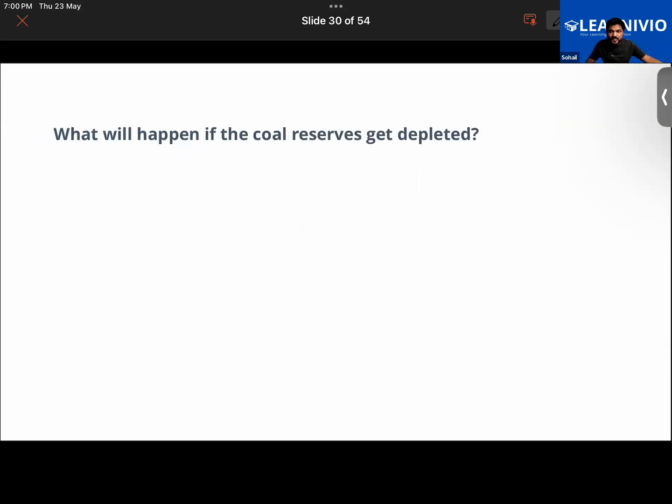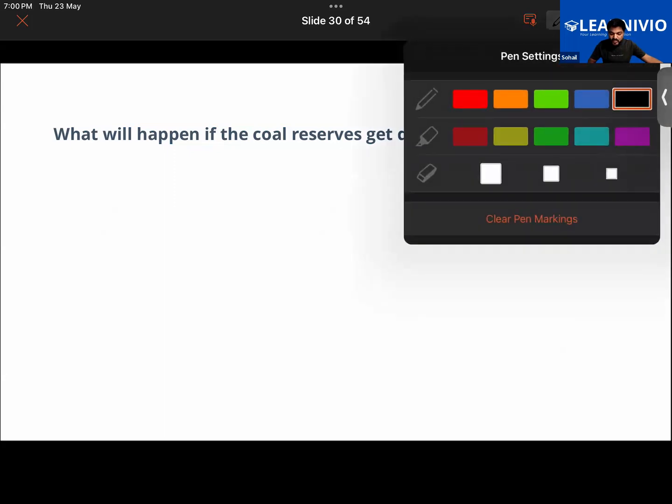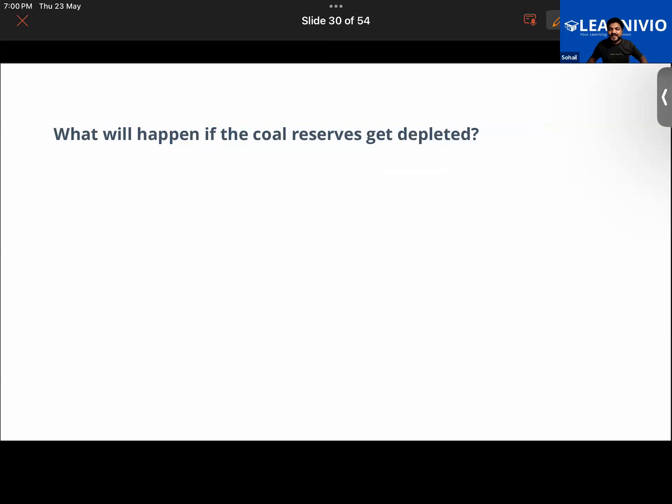All right, now there's this interesting question: what will happen if the coal reserves get depleted? All the coal from earth basically gets vanished, used up by humans. What is going to happen then? Yes, you guys tell me what will happen.